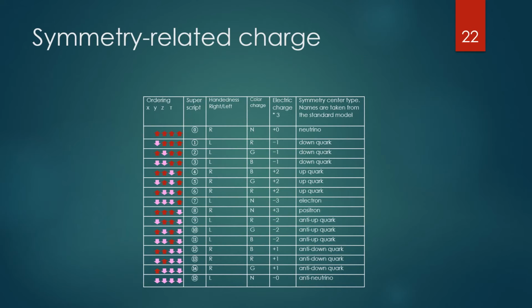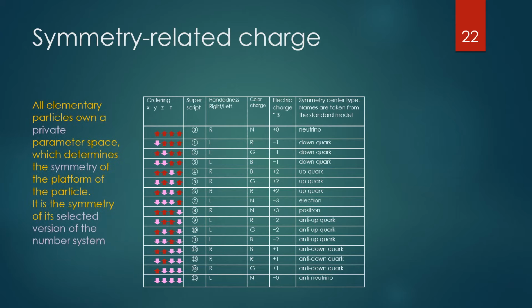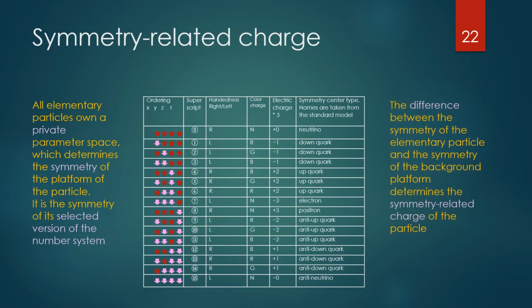All elementary particles own a private parameter space, which determines the symmetry of the platform of the particle. It is the symmetry of its selected version of the number system. The difference between the symmetry of the elementary particle and the symmetry of the background platform determines the symmetry-related charge of the particle. If the symmetry flavor is compared to the background parameter space, then the symmetry flavors relate to electric charges and color charges.